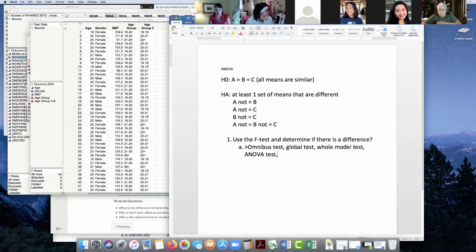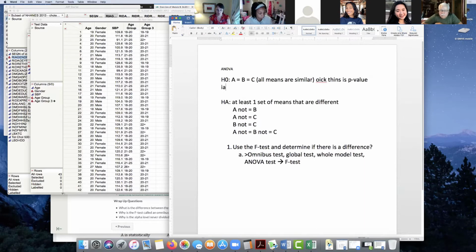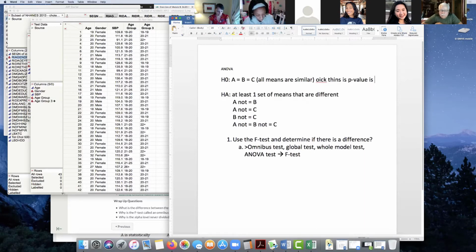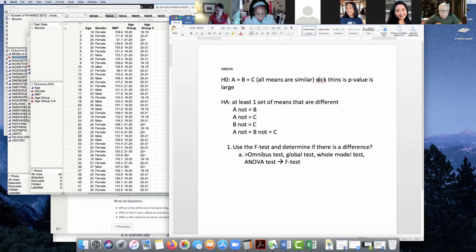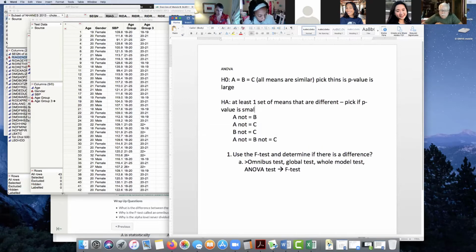And then we actually use our F test. But our decision between our null and alternative hypothesis is the same decision that we've had before. We're going to pick the null if the p-value is large, and we're going to pick the alternative if the p-value is small, and remember, that's less than alpha. So it's the same route to our decision.